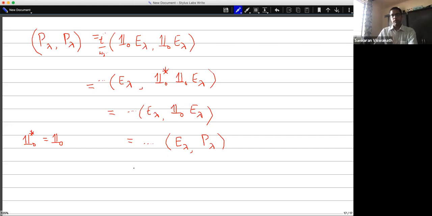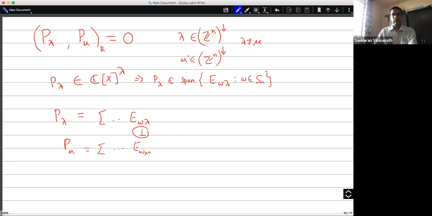But what does that mean? This just means you write P lambda as a linear combination. So the thing that we just said, if you write P lambda here as a linear combination of the E's, then the coefficient of E lambda, this leading coefficient that you'll get, plus other E's, this coefficient is exactly the inner product, right?